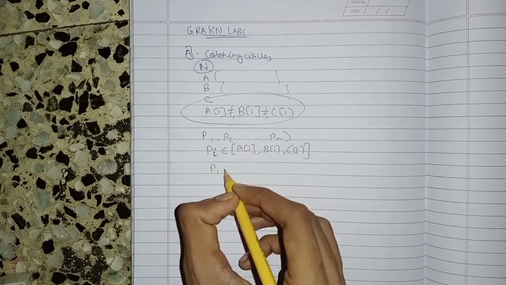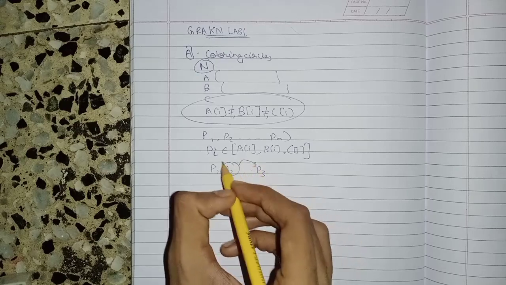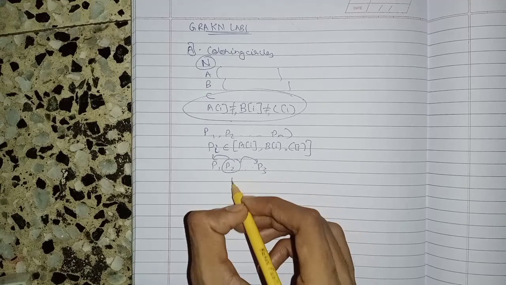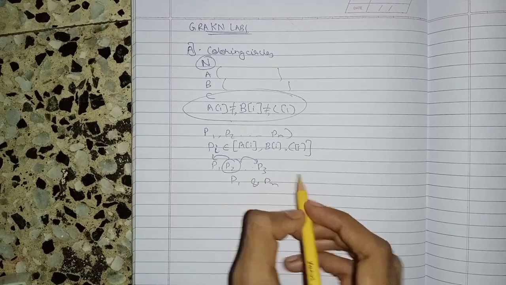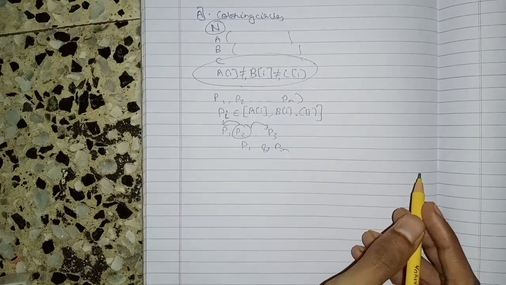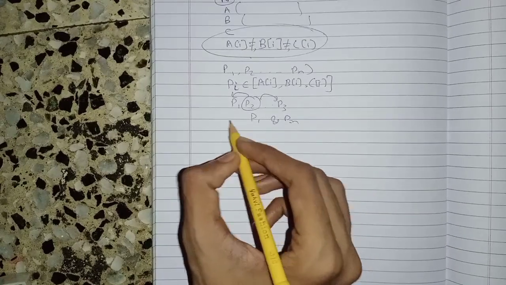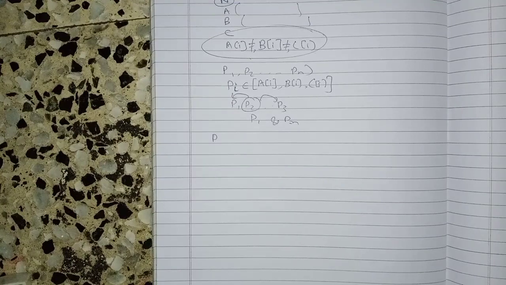That is, if we have p1, p2, p3, then p2 shouldn't be equal to p3 and p2 shouldn't be equal to p1. And there was one more condition: p1 and pn are considered to be adjacent, so p1 cannot be equal to pn. This question is pretty simple, and multiple answers are possible.